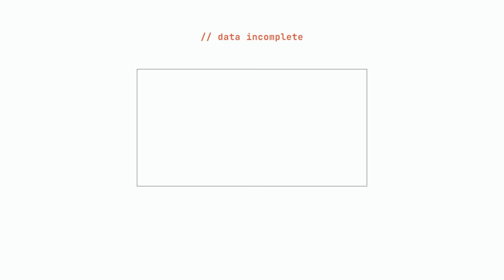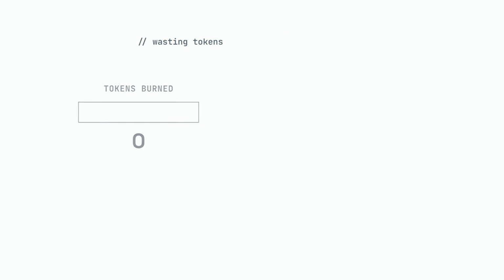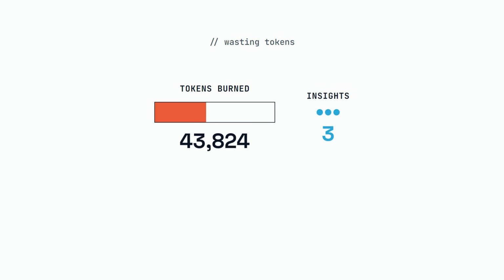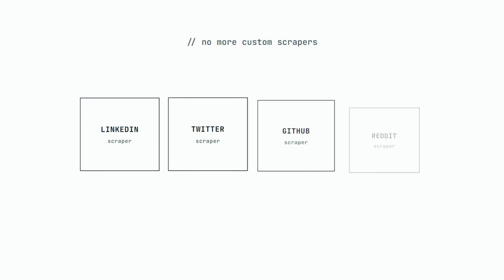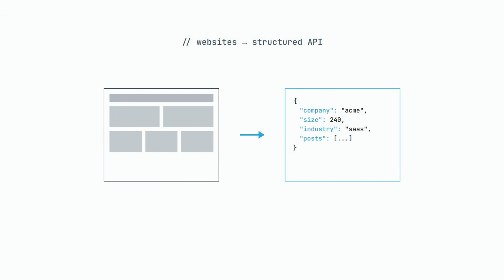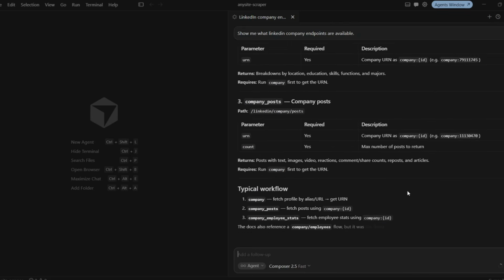And even when the scraper works, there's another problem. The data often comes back incomplete. Before you know it, you're wasting tokens just trying to extract the handful of insights you actually need. This is exactly the problem AnySite is trying to solve. Instead of building custom scrapers for every platform, AnySite turns websites into structured APIs that AI agents can use directly.